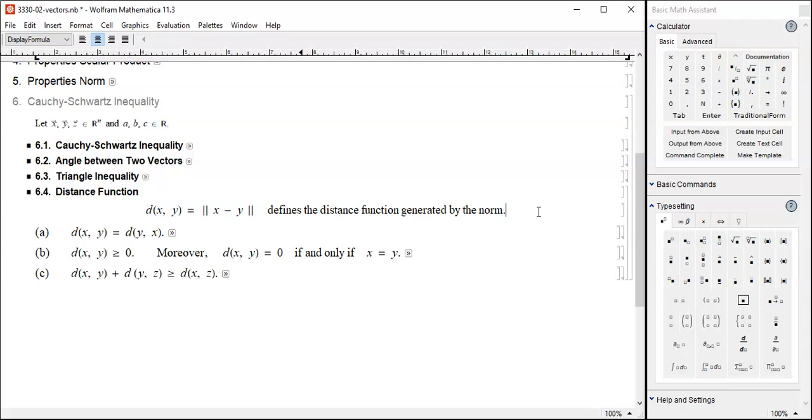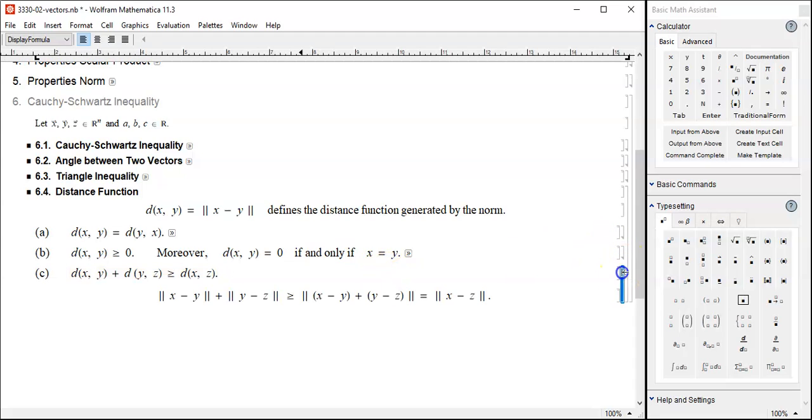Distance function, this is an important concept in analysis. d of xy is called a distance function if it satisfies number 1, symmetry: dxy is equal to dyx. Distance from x to y is the same as distance from y to x. And then positive definiteness: distance is always greater than or equal to 0. Moreover, distance is 0 means we have the same points. And finally, the triangle inequality. Distance from x to y plus y to z is greater than or equal to distance from x to z directly. So turning around takes more than going straight ahead.